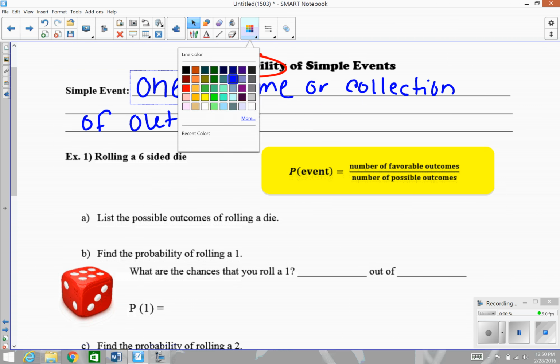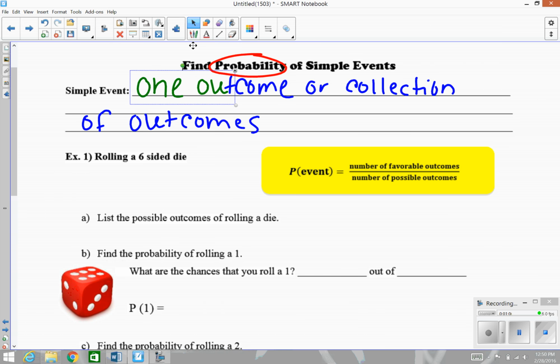The first example asks for the probability of rolling a six-sided die. The way we notate this is like this. P with the parentheses of the event. The P stands for probability. They're asking you to find the probability, and what you do is you identify the number of favorable outcomes to the number of possible outcomes.